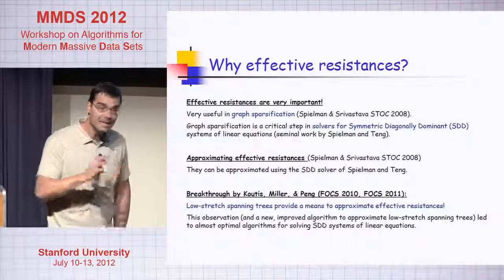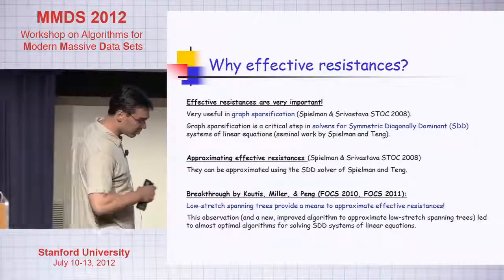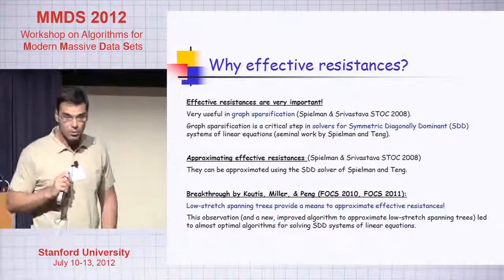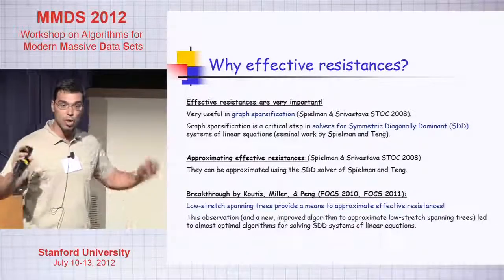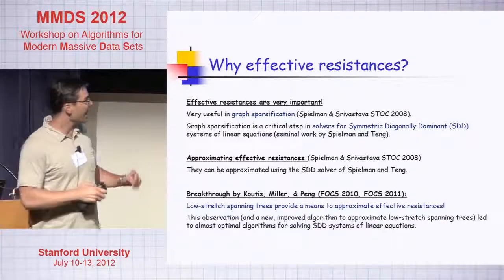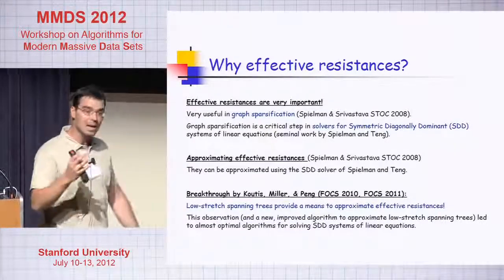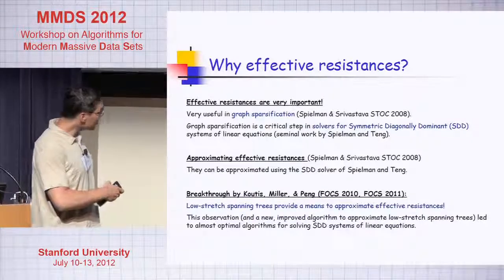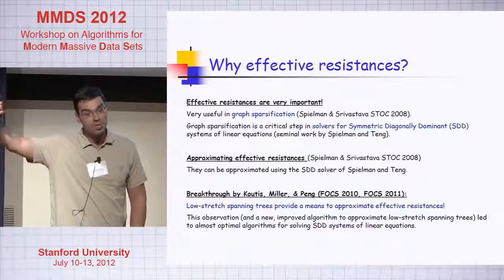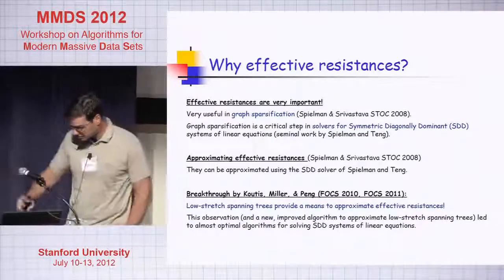The original paper had a cyclical argument, so they were using their own solver to approximate effective resistances. Yiannis Koutis, who is actually going to be giving a talk on Friday, along with Gary Miller and Richard Peng, in a series of papers in the past few years, came up with a beautiful observation. Low stretch spanning trees provide natural approximations to effective resistances. And low stretch spanning trees are something that in theoretical computer science we know a lot about. They actually came up with a better algorithm to approximate low stretch spanning trees. And in this way, they were able to give a practical way of approximating effective resistances, which can be used later for graph sparsification. I'm sure that Yiannis will talk about some of this work on Friday.